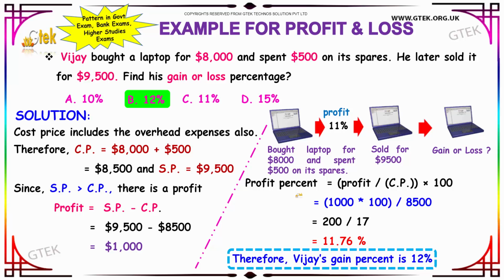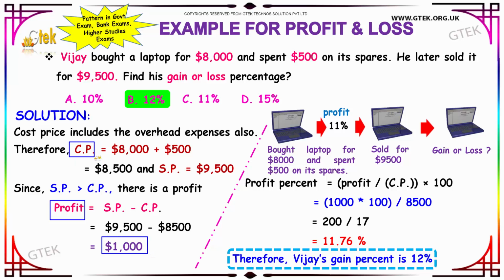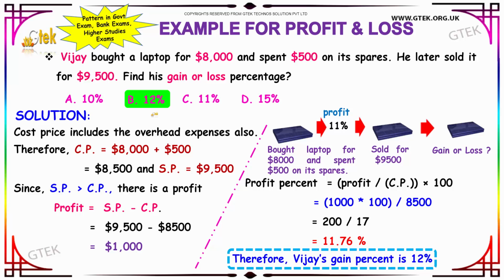To find the profit percentage, we have the formula profit by CP into 100. We know that our profit is $1,000 and your CP is $8,500. So 1000 by 8,500 into 100 gives you 200 by 17, which on tallying you get 11.76%. That can be rounded off as 12%. So our answer is option B.